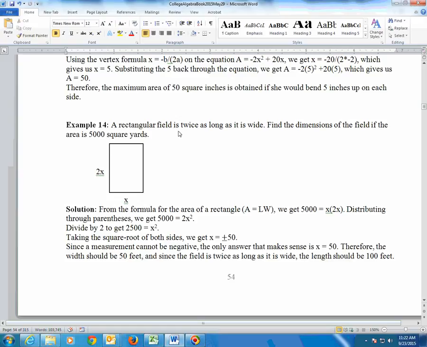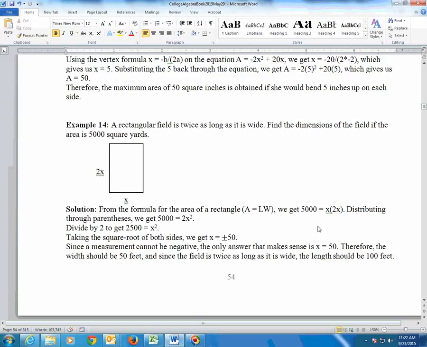It might say something like 4 feet less than twice the width. Well, that would be 2x minus 4. Or if it says 9 feet less than 3 times the width, that would be 3x minus 9. So whatever is told to you, that's the other side. Now, how do you get the area? Length times width. So this is just going to be x times 2x, and that has to give you the area of this field, which we're told is 5,000.